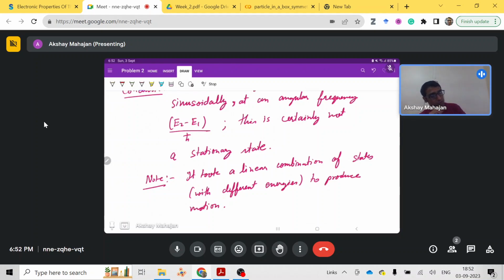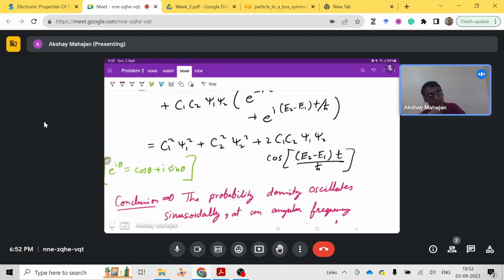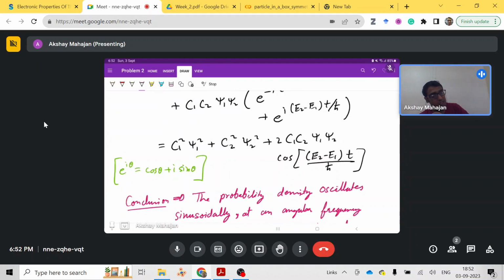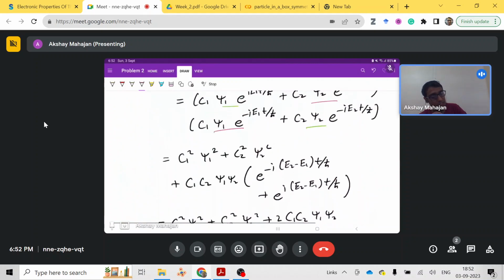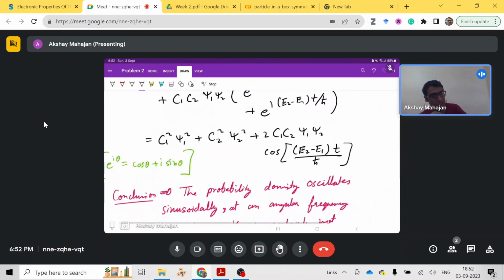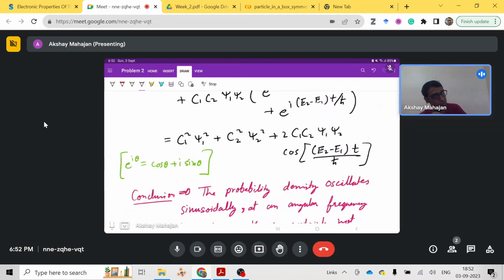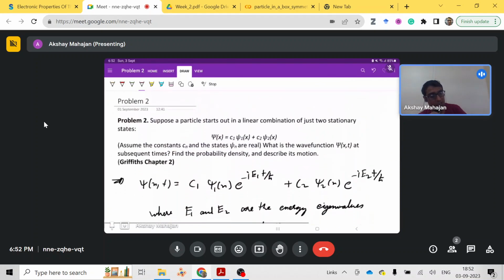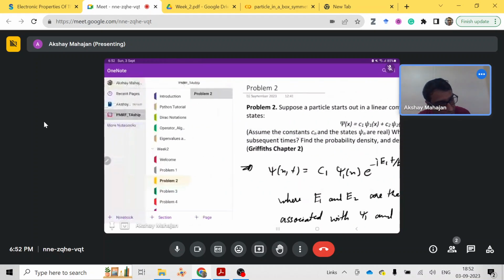Alright, so this we have to take into note, because this cosine function has E2 minus E1. If E2 is equal to E1, then this cosine function will be 0, and then this psi x comma t will also be a stationary state. So basically these two states should not be degenerate. If we do a linear combination of degenerate states, which have the same energy eigenvalue, then our E1 will be equal to E2, and psi x comma t will also be a stationary state. So this we have to take note of.